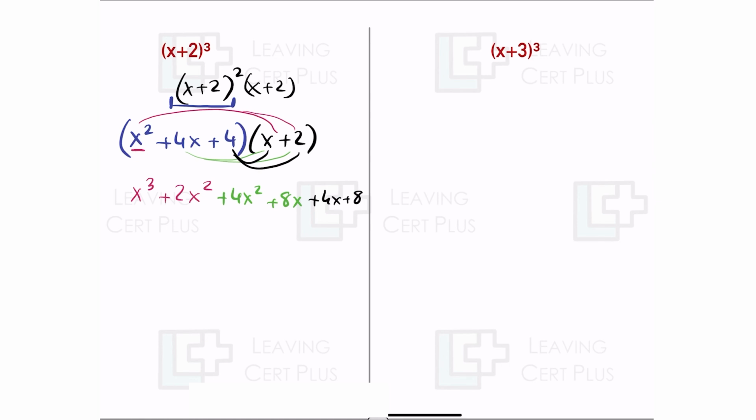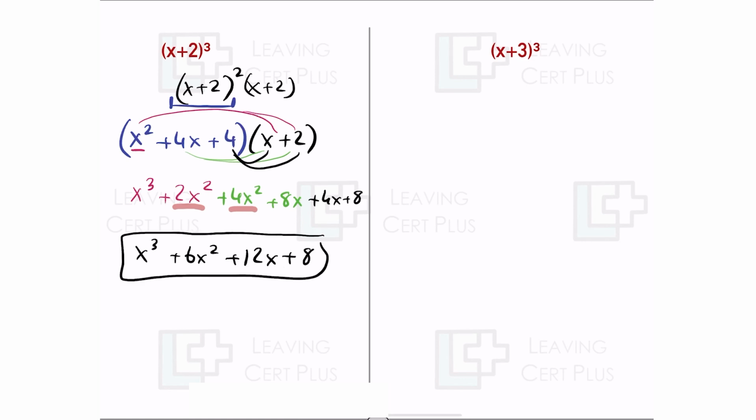So interacting the like terms, we can start off with our x squares. So that's going to be x cubed, that's by itself. And then you got plus 6x squared. You have an 8x and a 4x, that'll make 12x, and then a plus 8 by itself. So that's your answer. I'd like you to pause the video and give this one a go.